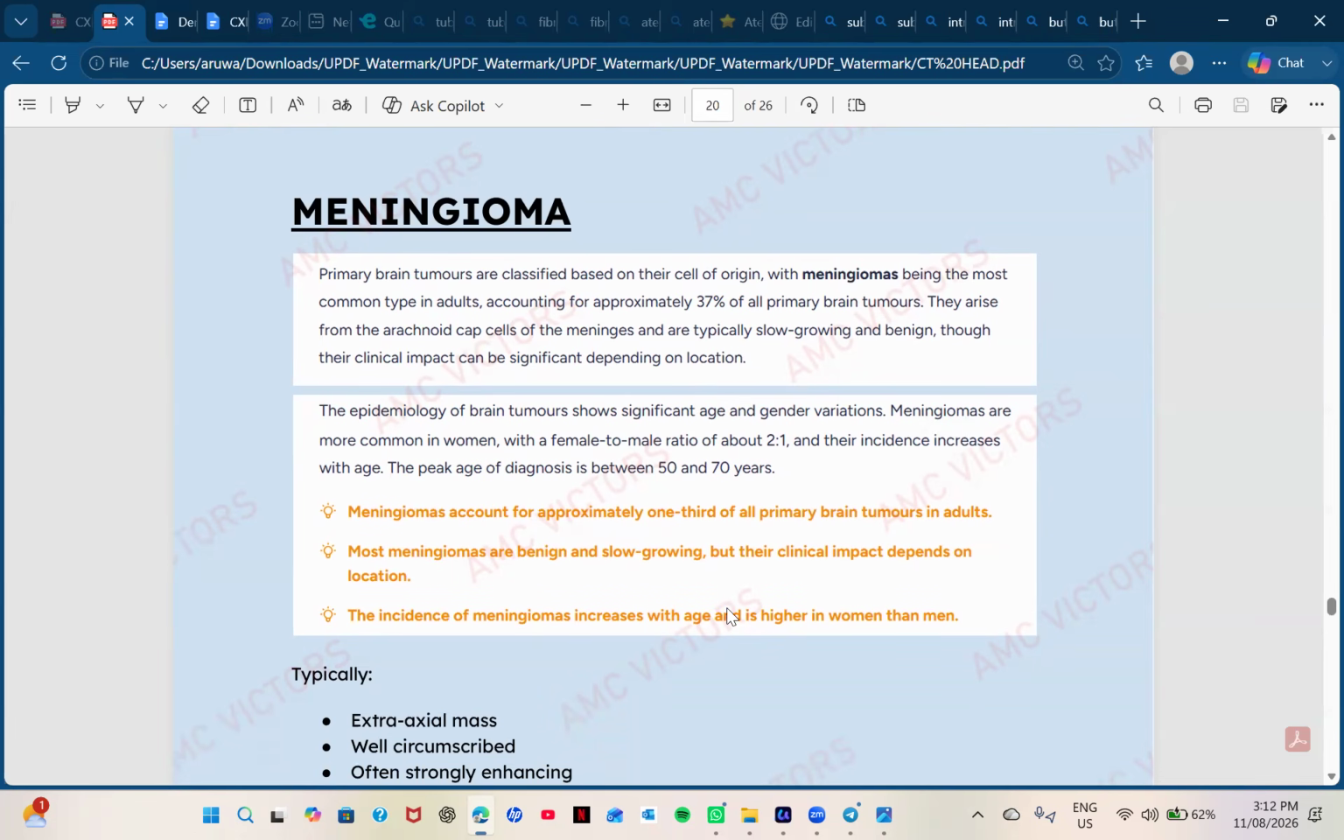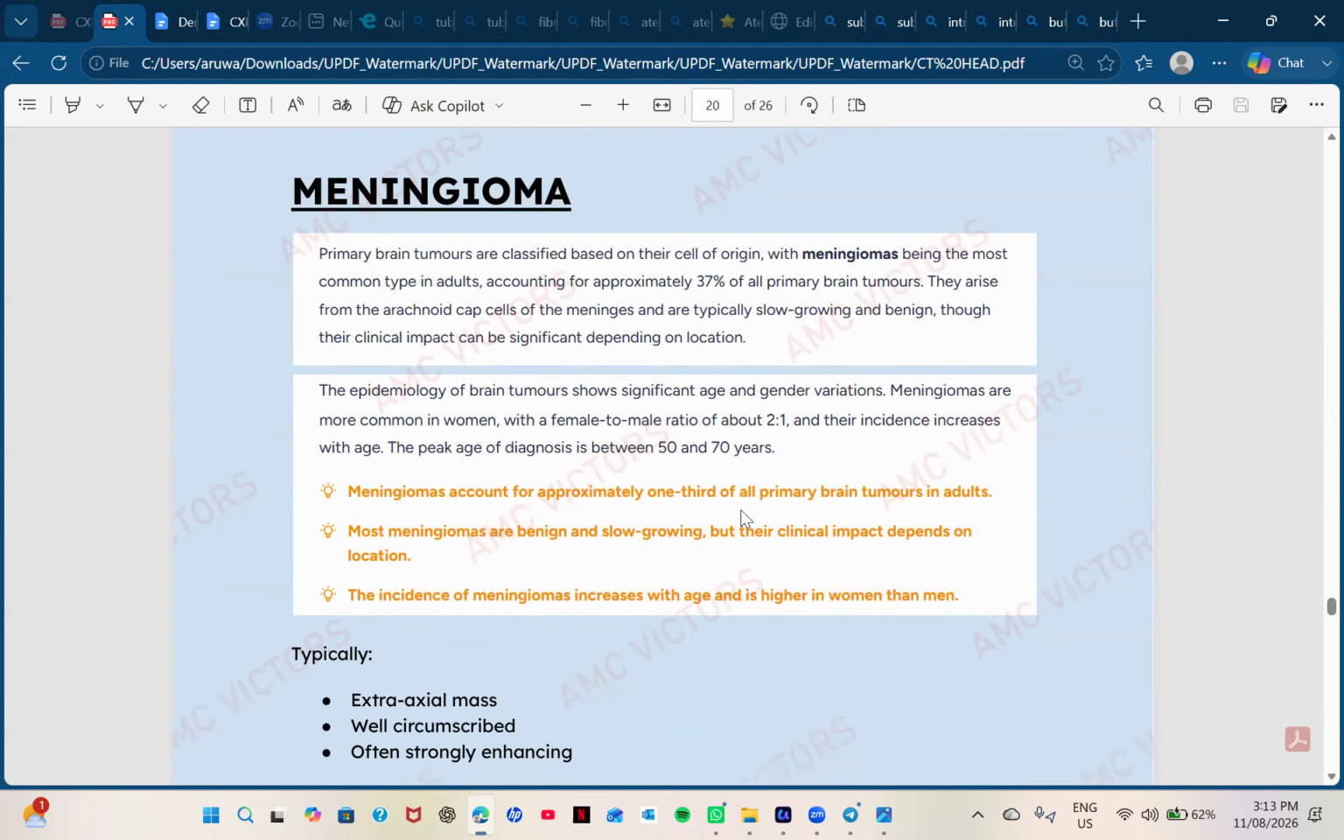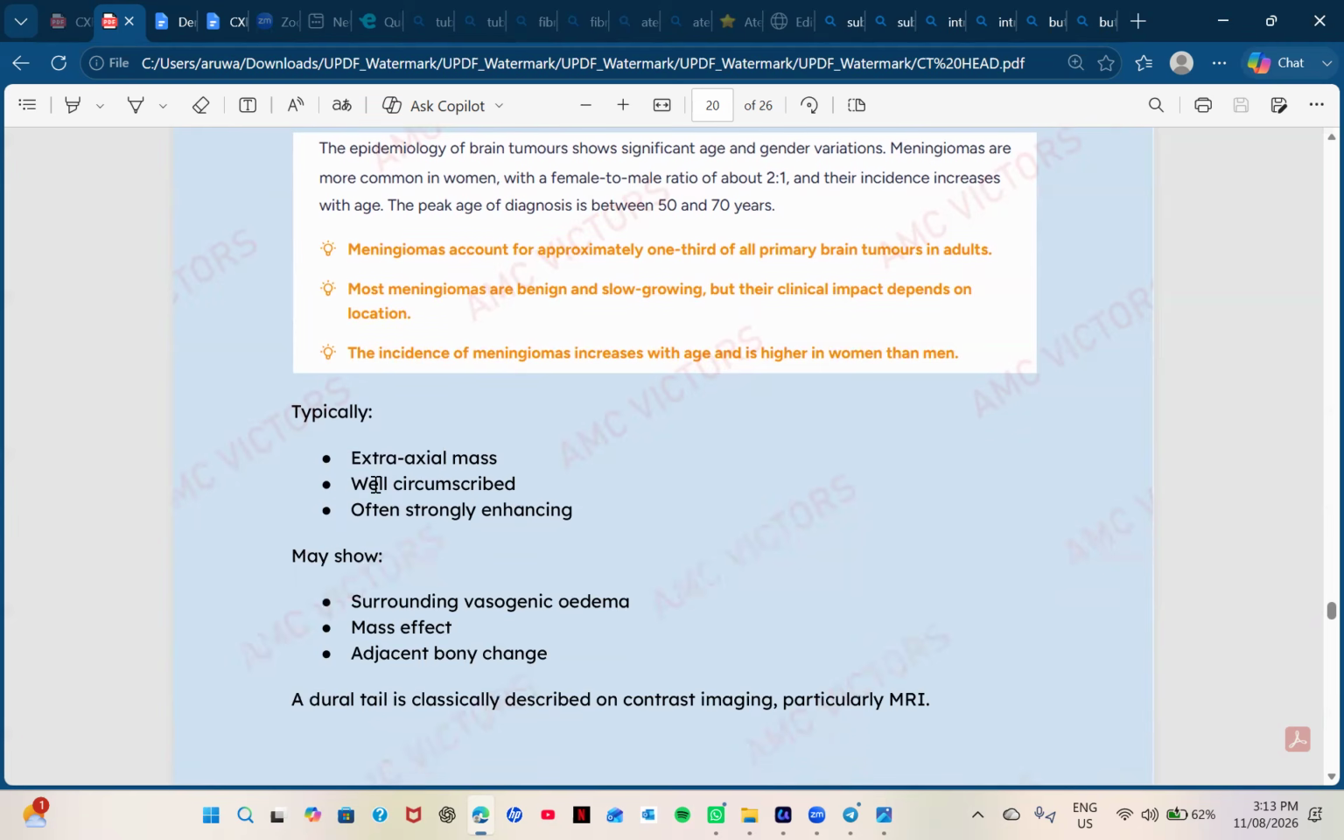The epidemiology of brain tumors shows significant age and gender variation. Meningioma is more common in women with a female to male ratio of 2 to 1, and their incidence increases with age. The peak age of diagnosis is between 50 to 70 years, right? Okay, very important.